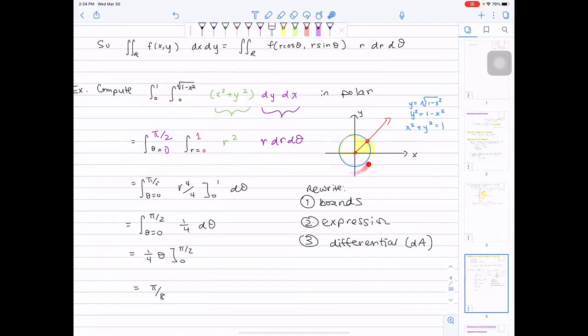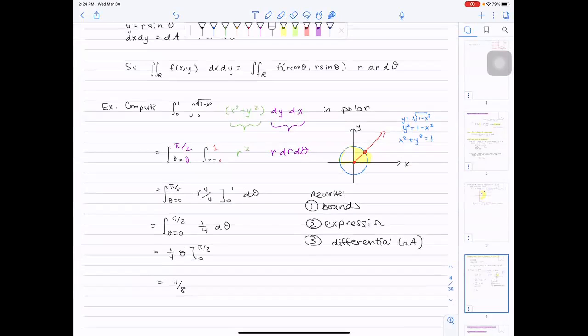So we want to look at our region, and you look at your picture, think about a unit circle. If your angle here is 0, pi over 2, pi, and 3 pi over 2, our region is just from 0 to pi over 2. Any other questions on this before I move on to cylindrical coordinates?